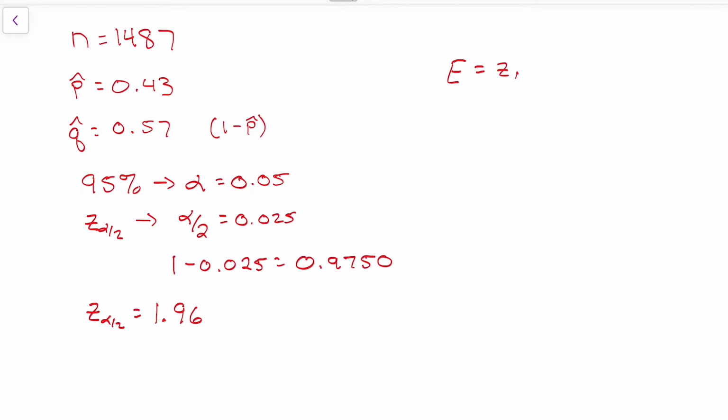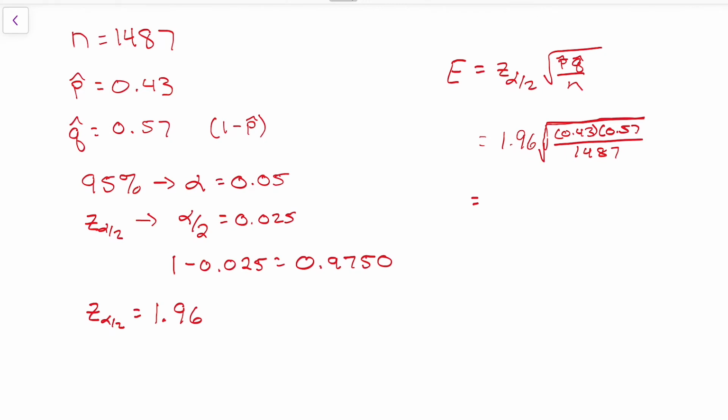E is going to be z sub alpha over 2 times the square root of p hat, q hat over n, which will be 1.96 times the square root of 0.43 times 0.57 divided by 1487. And again, all of that is in the square root. The only thing outside of the square root is my z-score. If I compute that, I'll get 0.025. And typically, we round to 3 decimal places. That is part A of our solution.